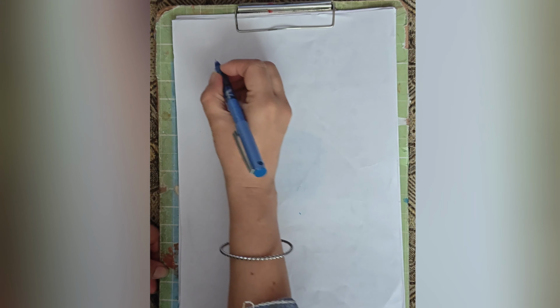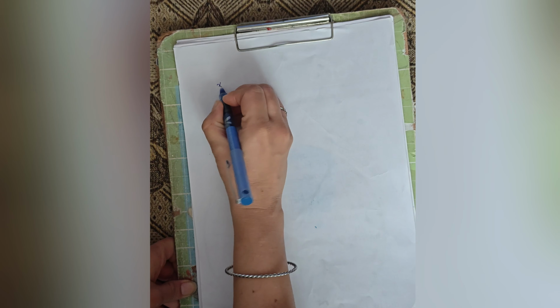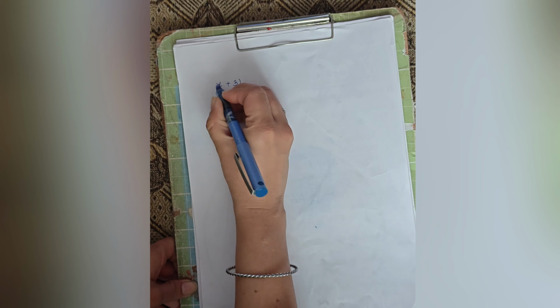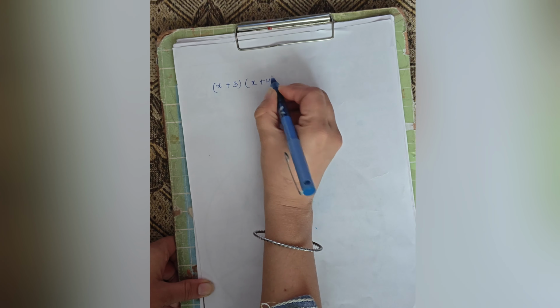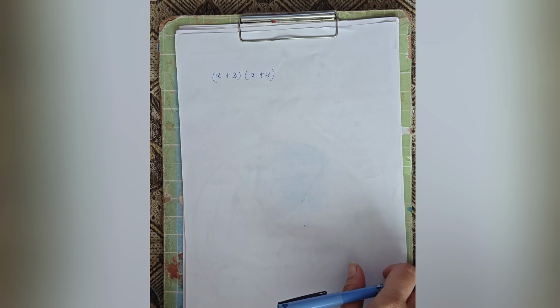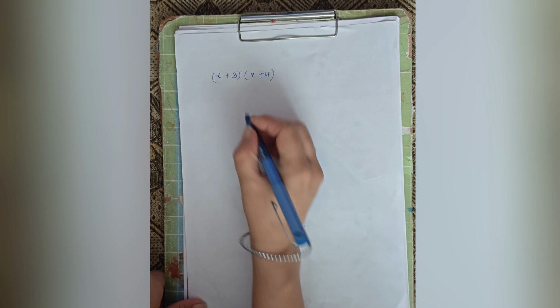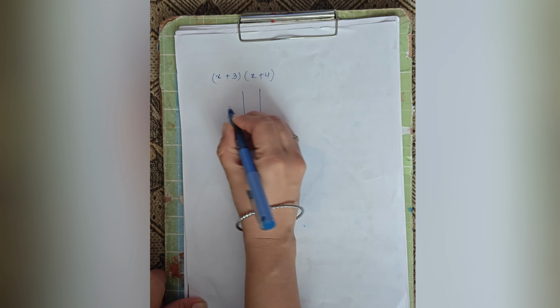Hello friends, today we are learning how to find out a quadratic expression using its factors. For example, we are given x plus 3 as one factor and x plus 4 as another factor for a quadratic equation. So how do we find that expression? Let's see.